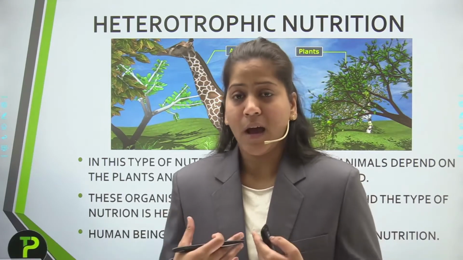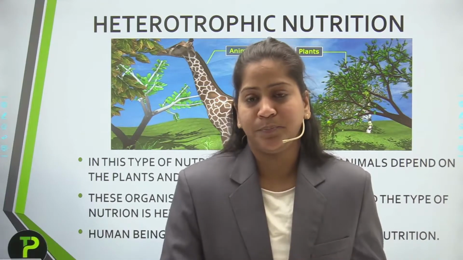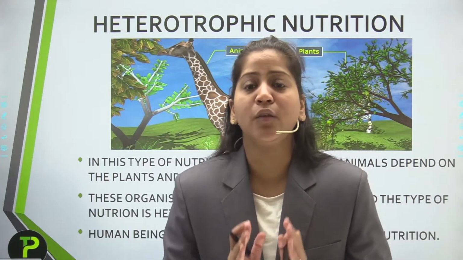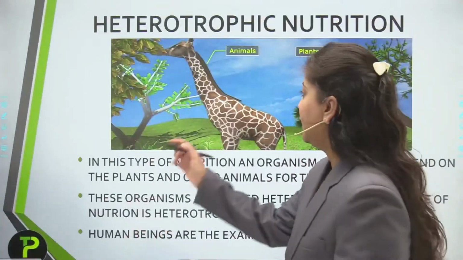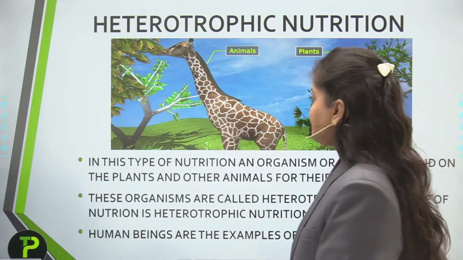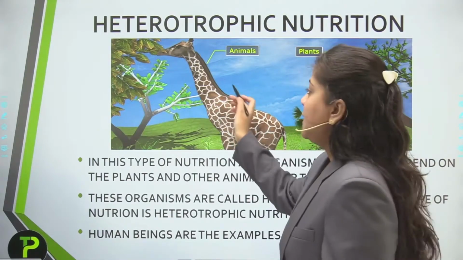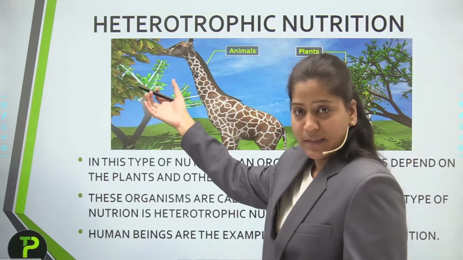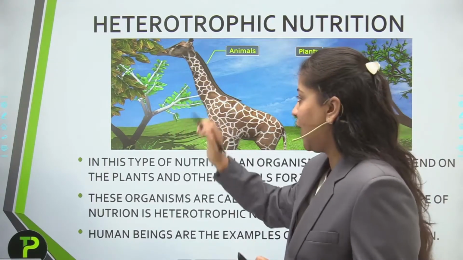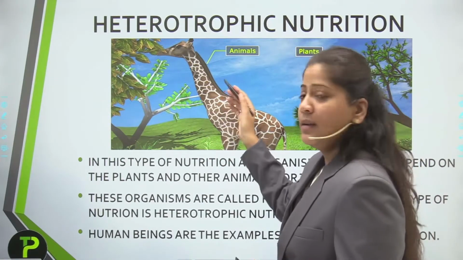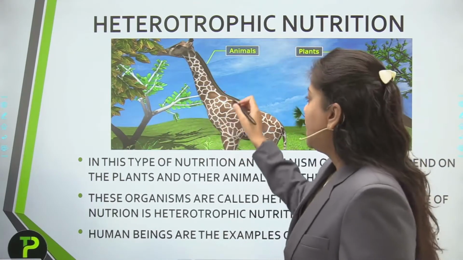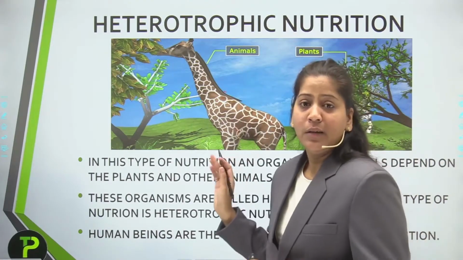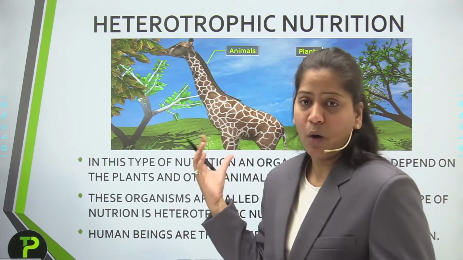Some animals are examples of heterotrophic nutrition. As you can see from this picture clearly, this is a giraffe. An animal is eating food from a plant, eating leaves from a plant. This animal is taking food or nutrition from plants. So he is a heterotrophic animal or heterotrophic organism.